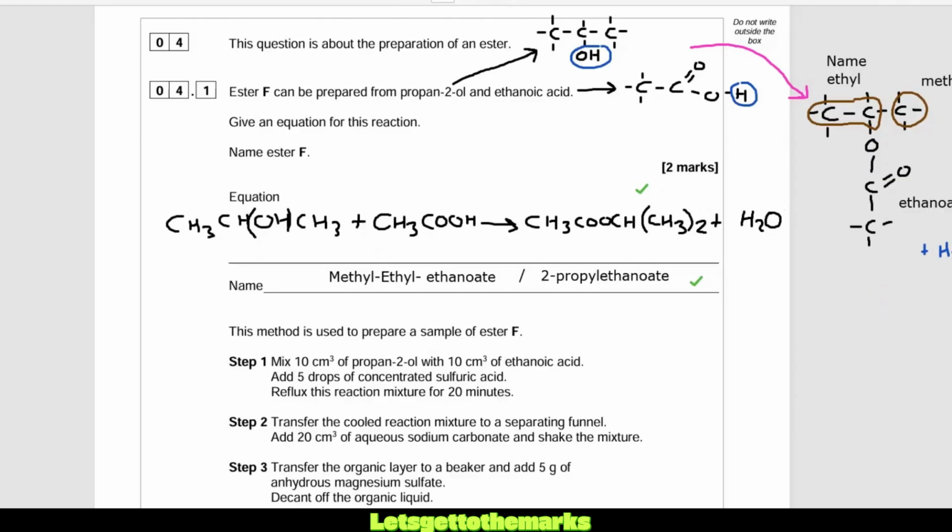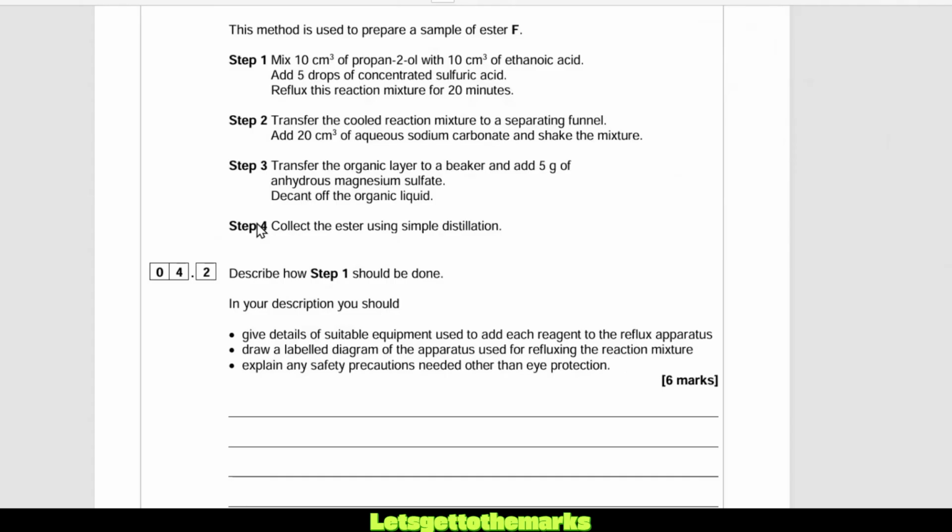Okay, moving on to 4.2. So if we just zing down, it says this method is used to prepare a sample of ester F. Step 1, mix 10 cm³ of propan-2-ol with 10 cm³ of ethanoic acid, add 5 drops of concentrated sulfuric acid and reflux this reaction mixture for 20 minutes. Step 2, transfer the cooled reaction mixture to a separating funnel and add 20 cm³ of aqueous sodium carbonate and shake the mixture. Step 3, transfer the organic layer to a beaker, add 5 grams of anhydrous magnesium sulfate, decant off the organic liquid. Step 4, collect the ester using simple distillation.